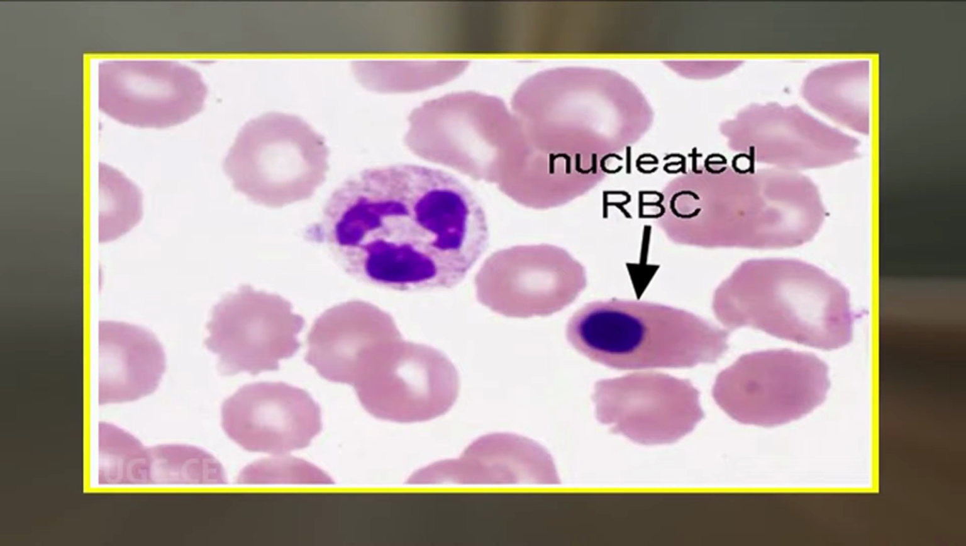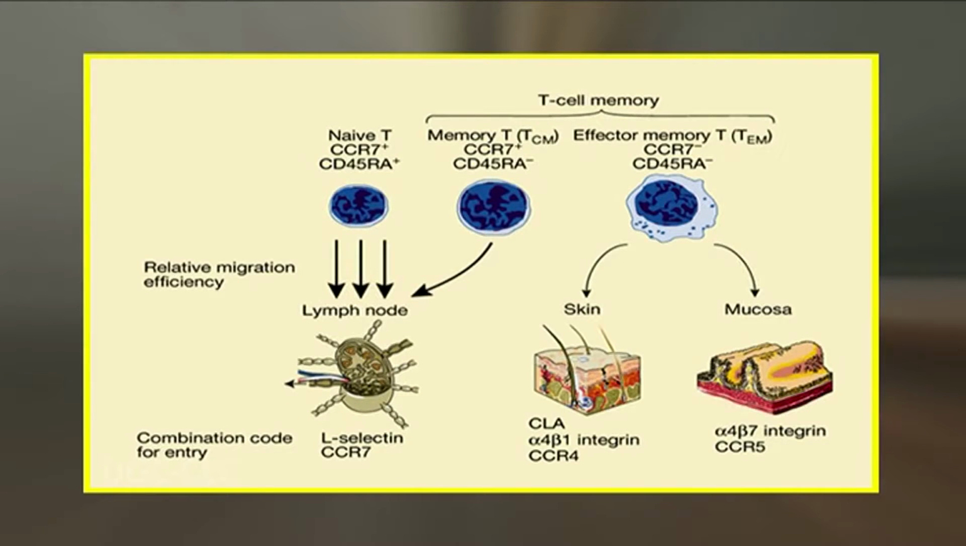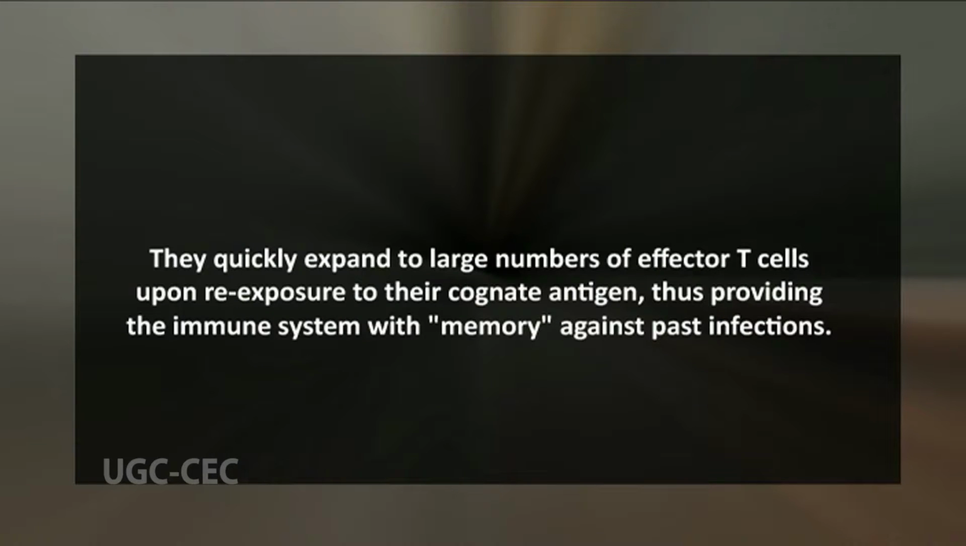These cells recognize their targets by binding to the antigen associated with MHC class I molecules, which are present on all the surfaces of nucleated cells. Number 4. Memory T cells. Memory T cells are a subset of antigen-specific T cells that persist long-term after an infection has resolved. They quickly expand to large numbers of effector T cells upon re-exposure to their cognate antigen, thus providing the immune system with memory against past infections.